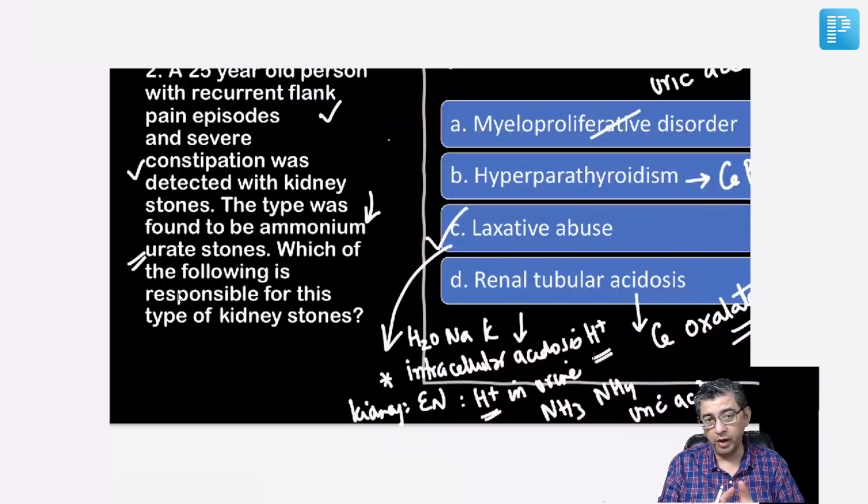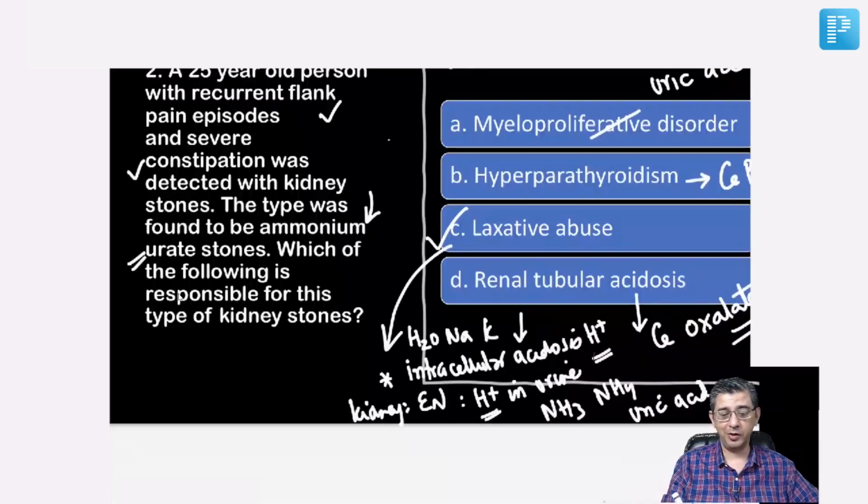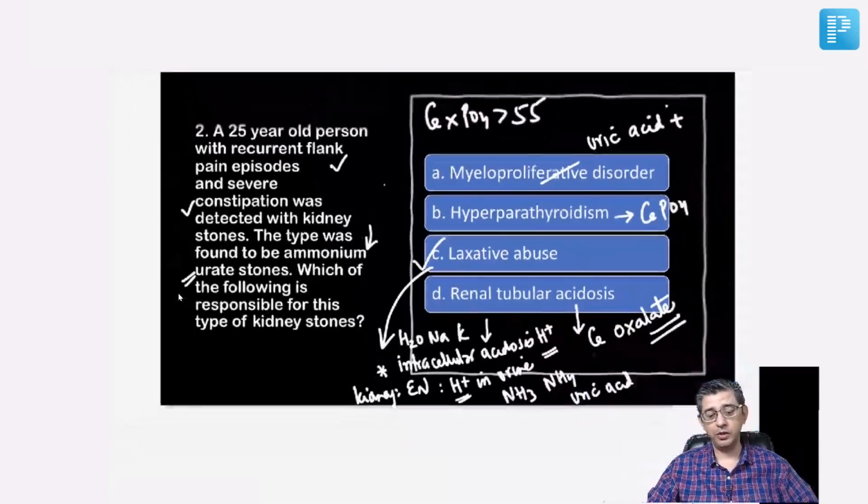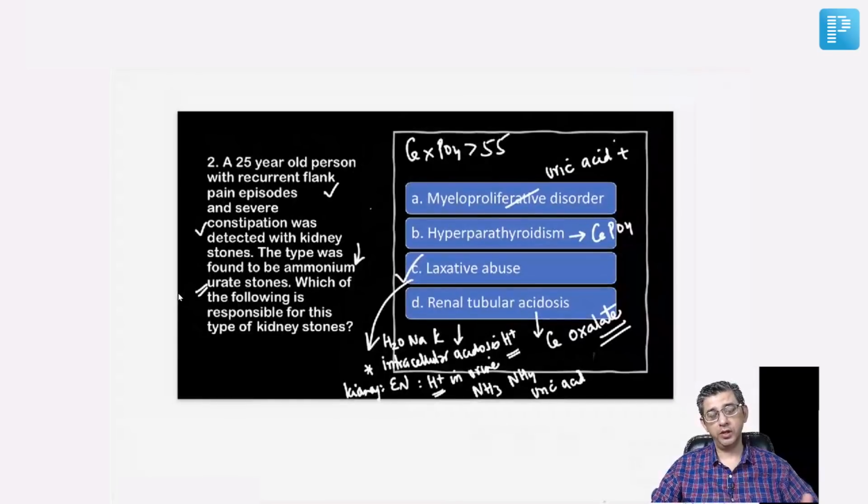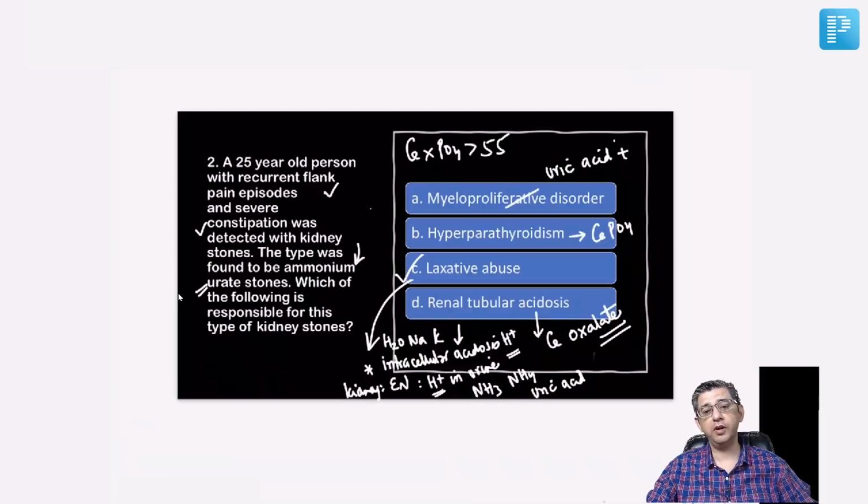So it is ammonium ions plus uric acid, and that is responsible for this peculiar composition that is called ammonium urate stones. And in this question, when I was discussing it with a couple of students initially, I found that a couple of people in the database had answered this as hyperparathyroidism, because we do get constipation in hyperparathyroidism also. But then the composition of stones will definitely be different, and that is how you will be able to pick up. Between two close choices B and C, the correct answer to this question is option number C.